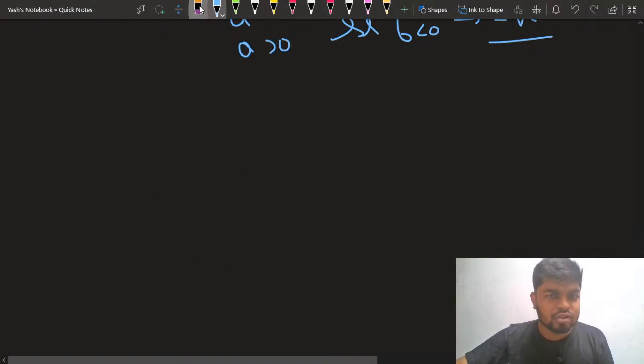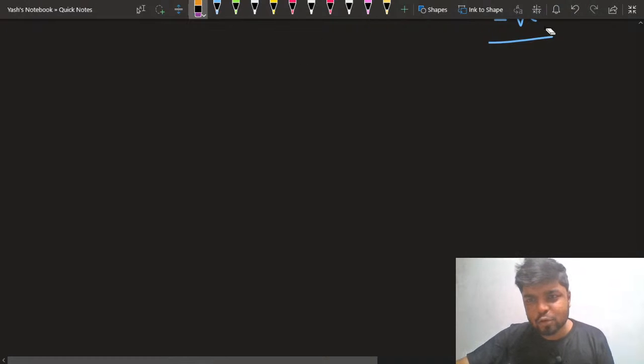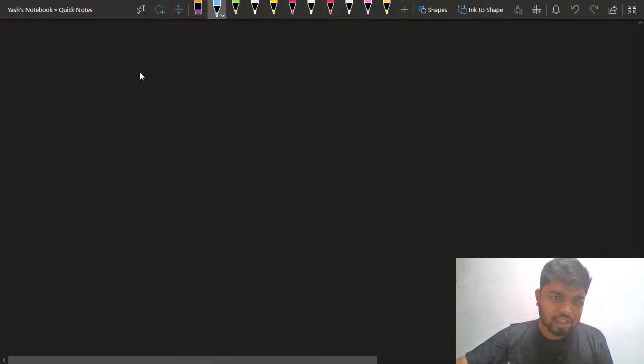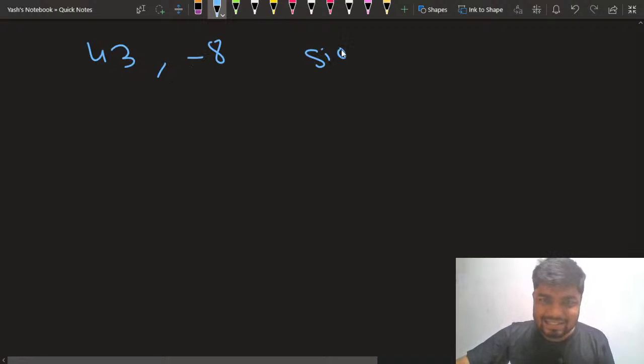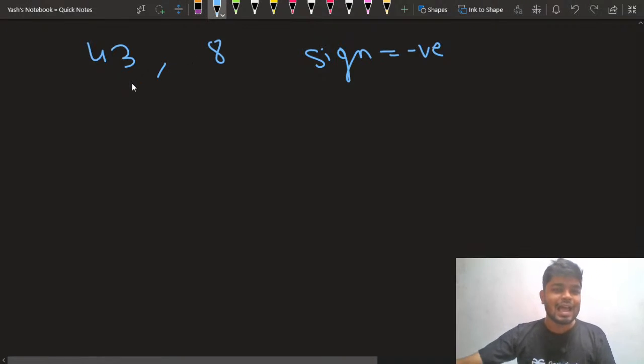Now how can we solve such a question? Let's say you determine the sign. The case given to us is 43 and minus 8, so the sign will be nothing but negative. But after this, you will make both values positive, the number which is going to get divided and the number which will be dividing. If anyone is negative, you can just make it positive.